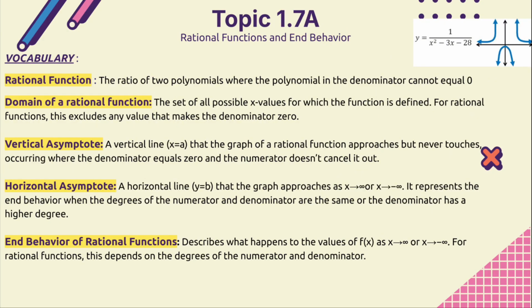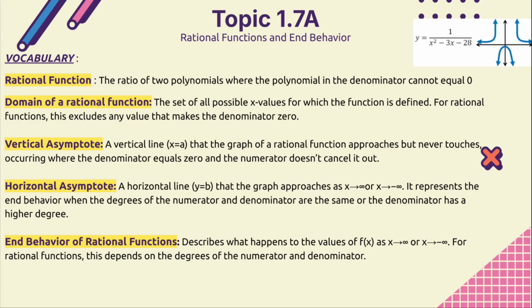Topic 1.7a, Rational Functions and End Behavior Vocabulary. Rational function: the ratio of two polynomials where the polynomial in the denominator cannot equal 0. Domain of a rational function: the set of all possible x values for which the function is defined. For rational functions, this excludes any value that makes the denominator 0. Vertical asymptote: a vertical line, x equals a, that the graph of a rational function approaches but never touches, occurring where the denominator equals 0 and the numerator doesn't cancel out.